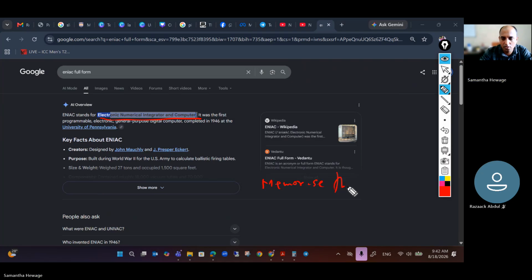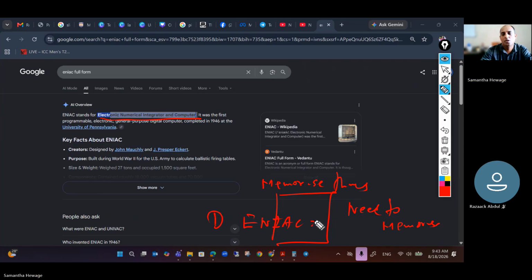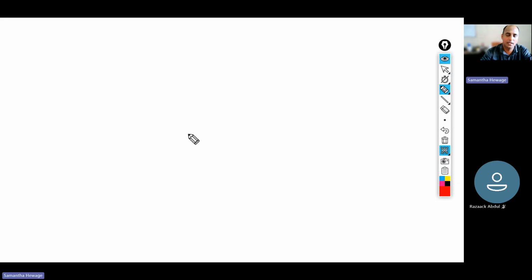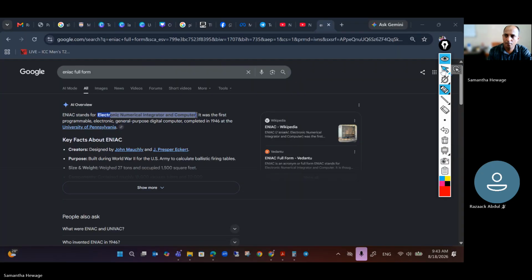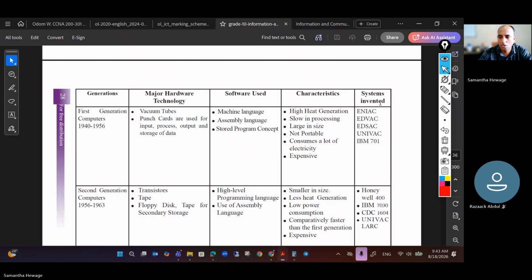I think better you should have a small writing book, like a small short notebook. You can write what you need to memorize for the ICT exam, O level. First one you can say, okay, ENIAC. Then you should know what this is. Electronic, numerical, integrator and computer. Right? That's how. They will mostly ask this.